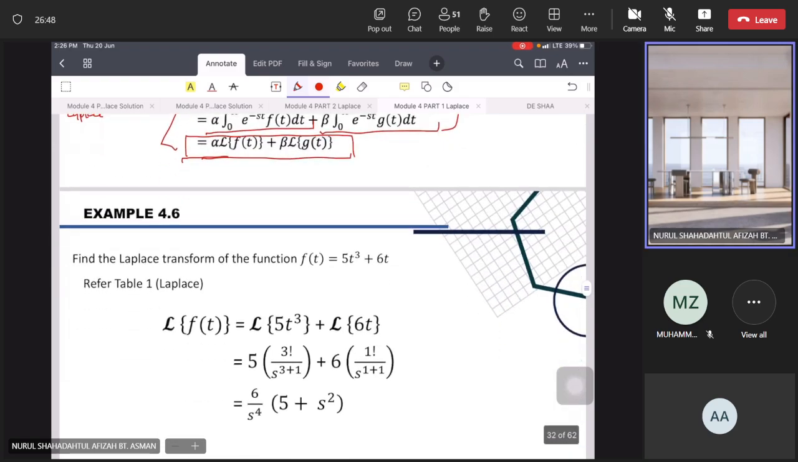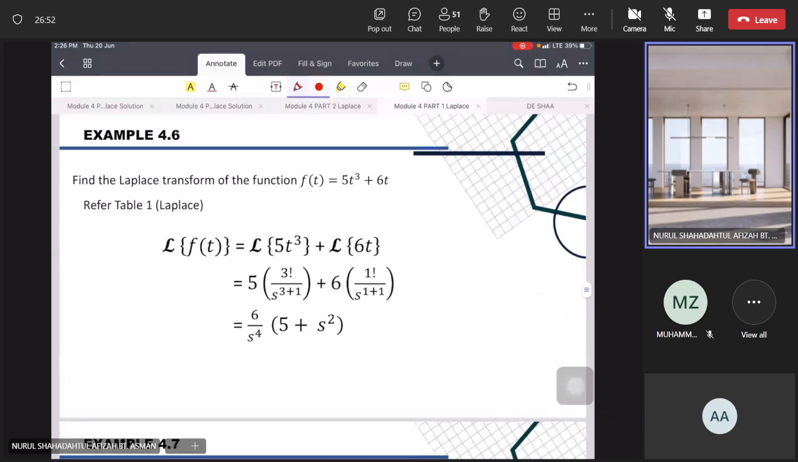So we'll try to do some examples. For example, the question is: find the Laplace transform of the function f(t) equals 5t cubed plus 6t, by referring to the table of Laplace transforms. I try to copy the table. Sorry, I couldn't copy it. But never mind, we just continue.